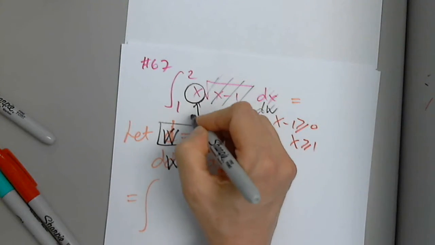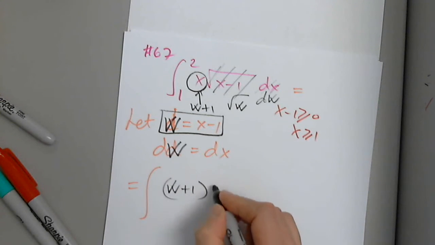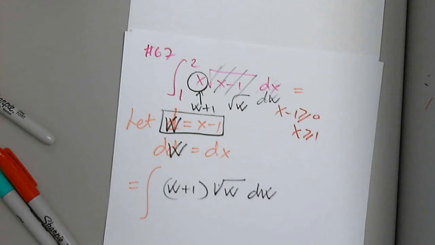W plus 1. This is W plus 1. Perfect. So W plus 1 times the square root of W times dW. Excellent.